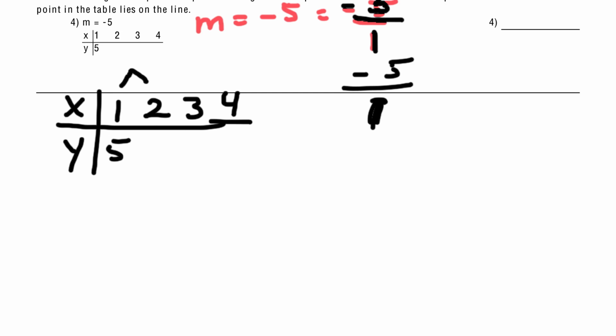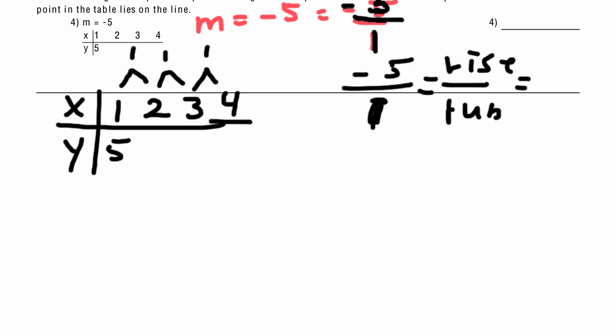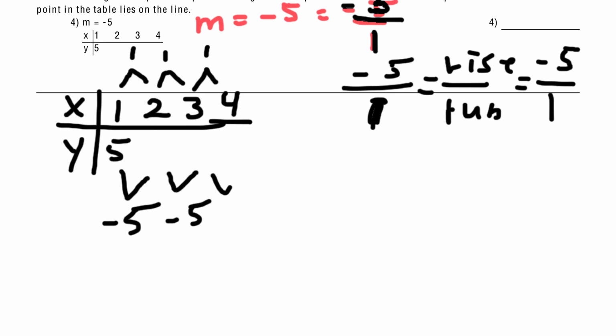Now let's see what our run is here. This is the x's. The difference in the x's looks like it goes up by 1. 1 to 2 is 1. Goes up by 1. Goes up by 1. Okay, so then let's go over here. This is the run. This is the rise. Our run is 1. So if we compare these two fractions, we can see that the top is going to be negative 5. So these need to go up by negative 5, negative 5 and negative 5.